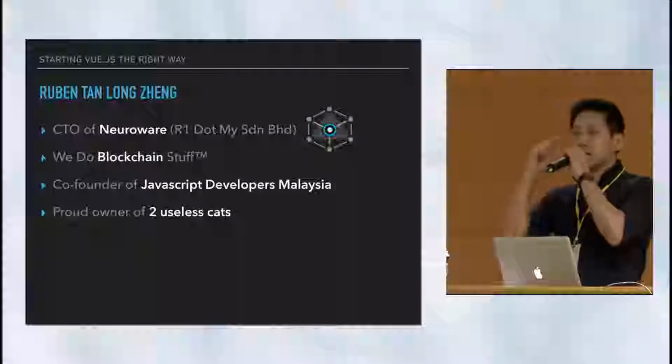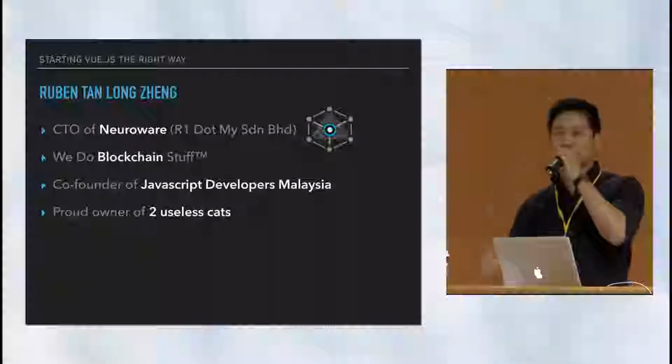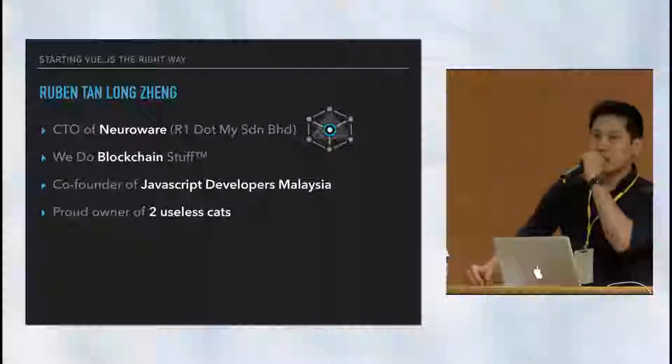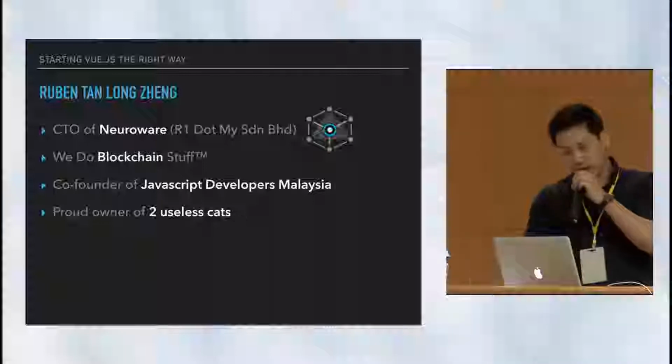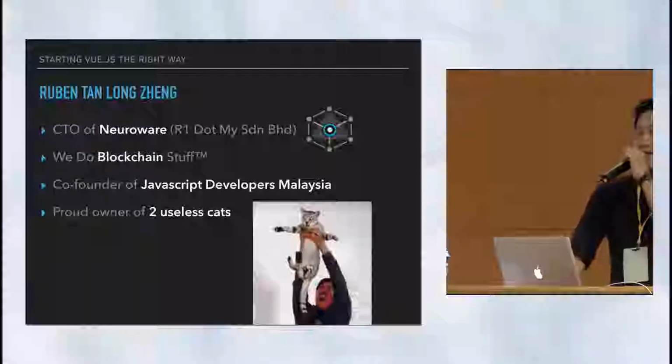A lot of you here might not know what CTO means in Malaysia. In other places it is called Chief Technology Officer, but in Malaysia it's just a cat taming officer.